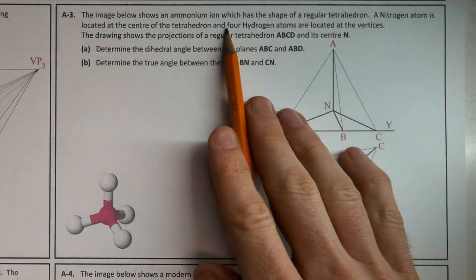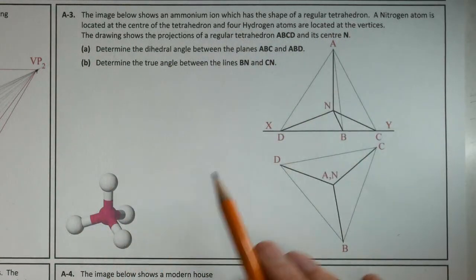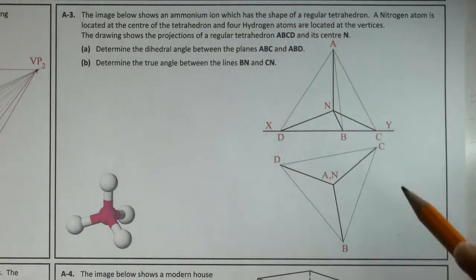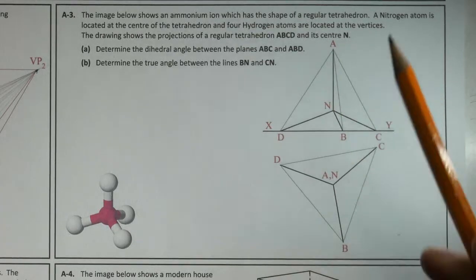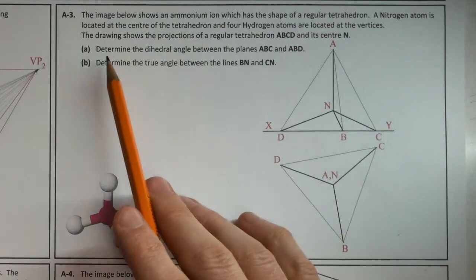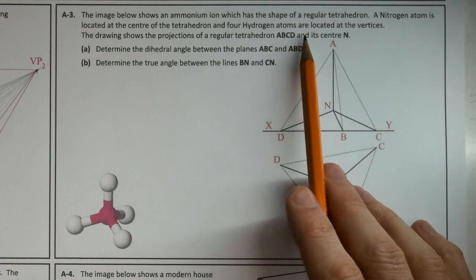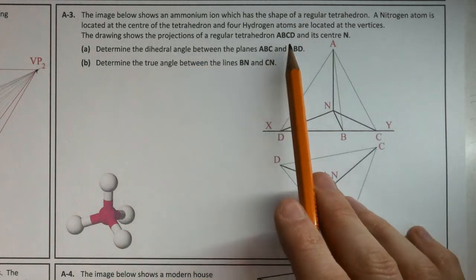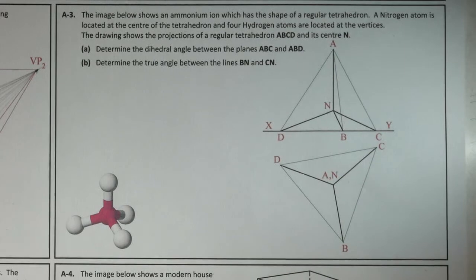And the 4 hydrogen atoms are located in the vertices. So here are 4 hydrogen atoms, in the position of the vertices of the tetrahedron. The drawing shows the projections of a regular tetrahedron ABCD and its center N. Determine the dihedral angle between the planes ABC and ABD. So forget about N in the center there, we're just dealing with a tetrahedron now.